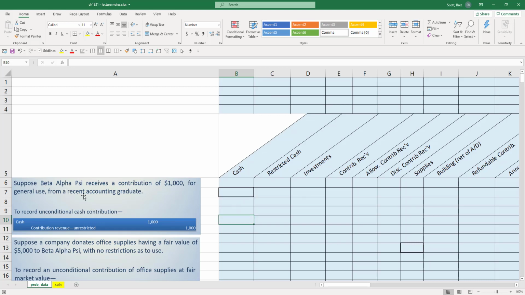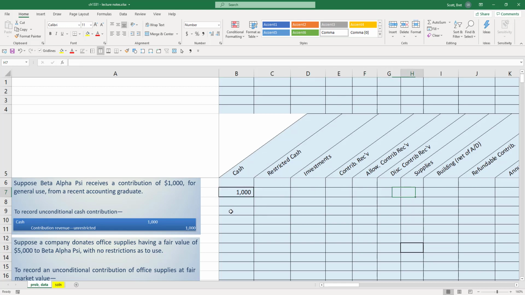So let's suppose that Beta Alpha Psi receives a contribution of $1,000 for general use. This is not uncommon. Beta Alpha Psi gets a lot of donations on a regular basis from firms, corporations, and individuals, especially accounting alumni from various institutions. But most of the time you see those contributions made at the chapter level. So just keep this in mind as we go forward. What we're looking at is Beta Alpha Psi, the corporation overall. Let's say, for instance, that they receive cash of $1,000. Fine. Debit cash, $1,000. How would Beta Alpha Psi report that on its income statement?